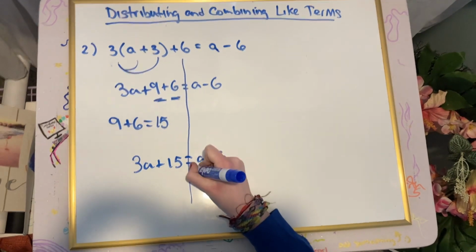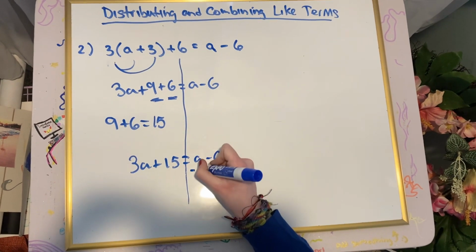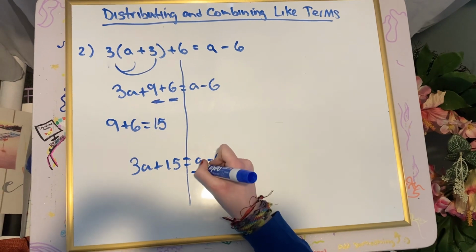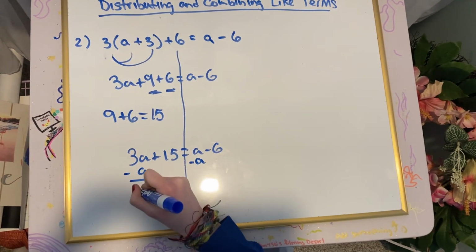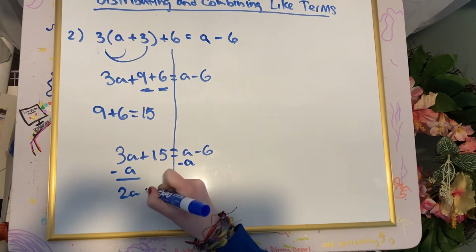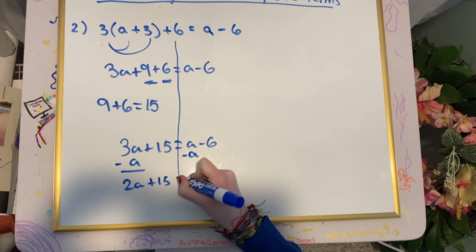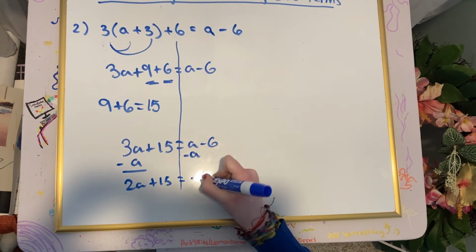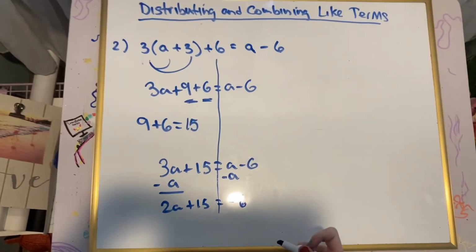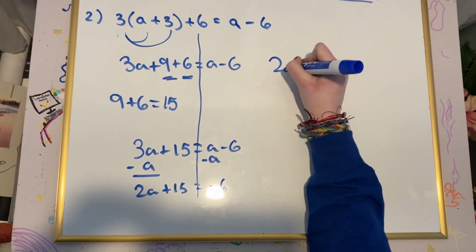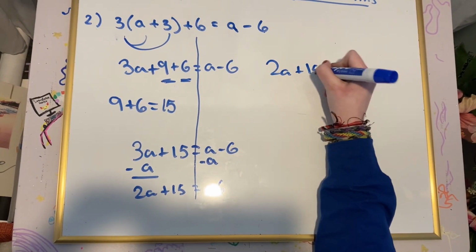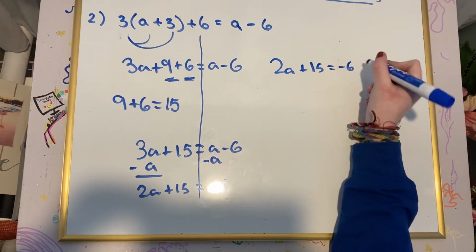And since this variable is the lowest variable, we will subtract that from both sides. So now it's 2a plus 15 equals negative 6. Now, this is a two-step equation. It's 2a plus 15 equals negative 6.